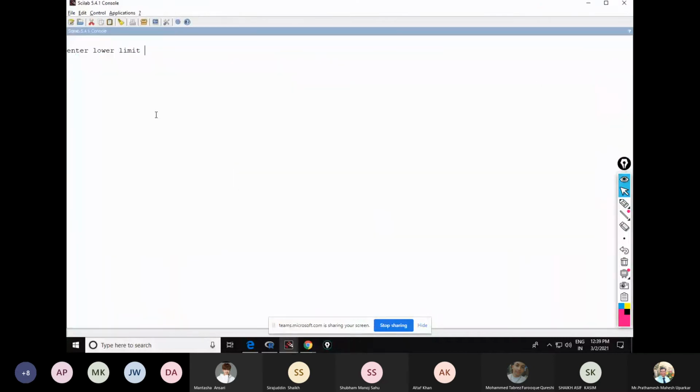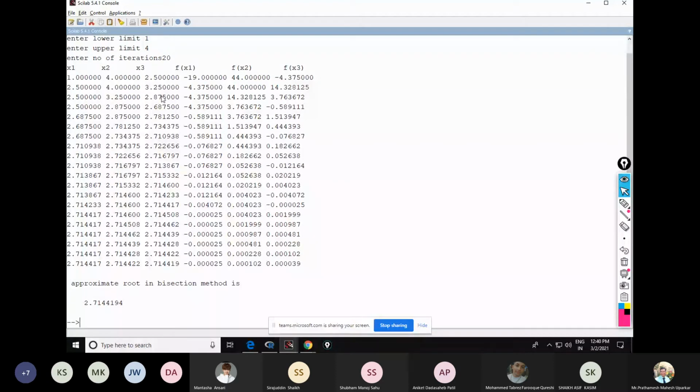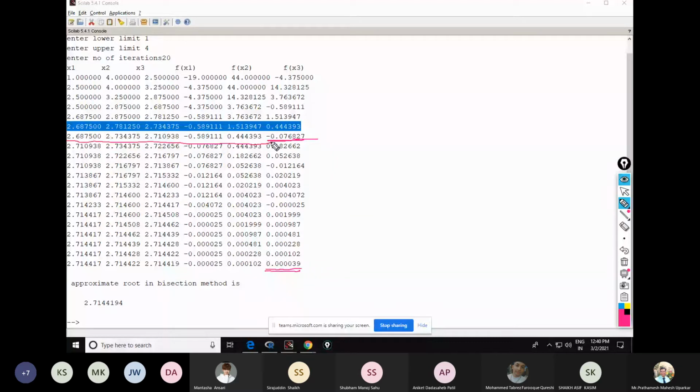Let me go to the Scilab console. Enter lower limit 1, enter upper limit 4, enter number of iterations. I am going for 20 iterations. Can you see that the answer is getting closer to 0? See here, this is my answer. At the 7th iteration, I am getting only up to this particular part. This is my 7th iteration: 1, 2, 3, 4, 5, 6, 7. At the 7th iteration, my value is 0.07.